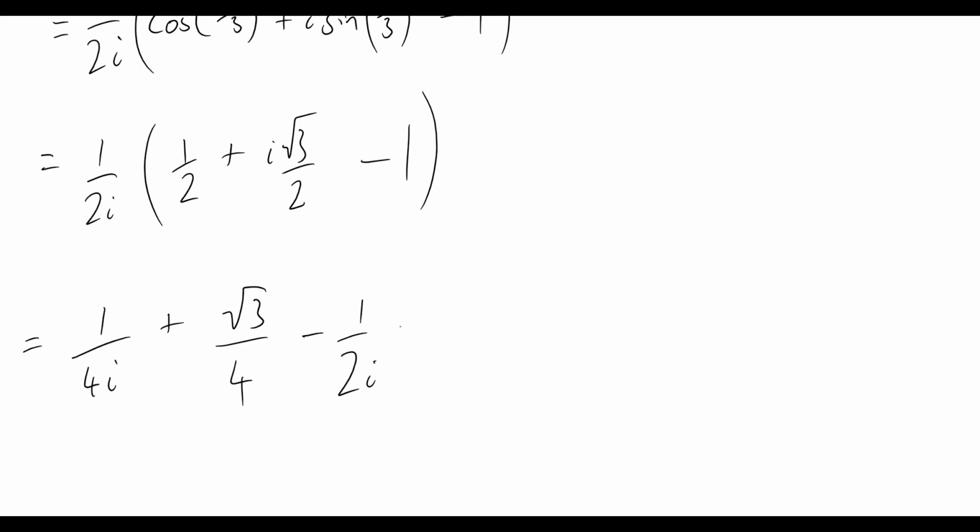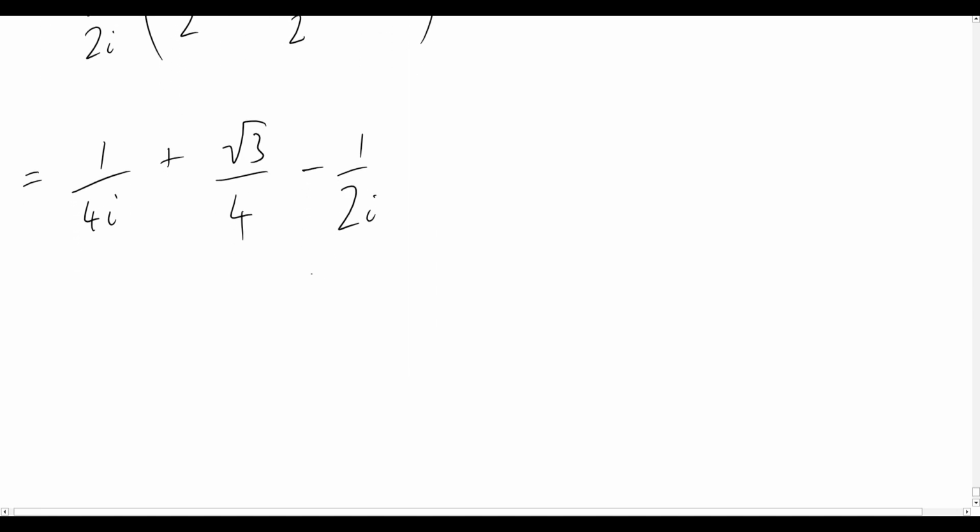Okay, so now let's just quickly collect like terms, and we always tend to put the real value out the front, so this is going to be root 3 on 4 as our first term, and then 1 on 4i minus 1 on 2i. Well, we can simply rewrite that as minus 1 on 4i. And it would be completely fine for us to leave it at this stage and leave that as our final answer. That's not wrong, but we can neaten this up a little bit.